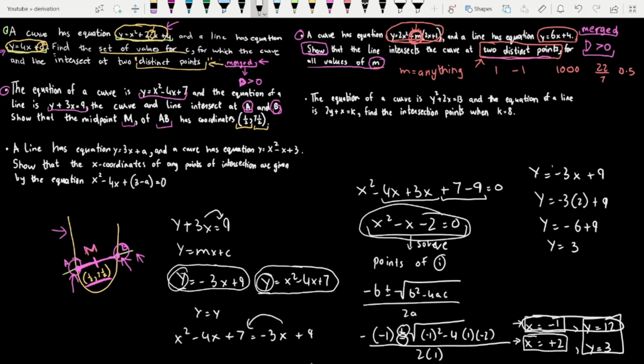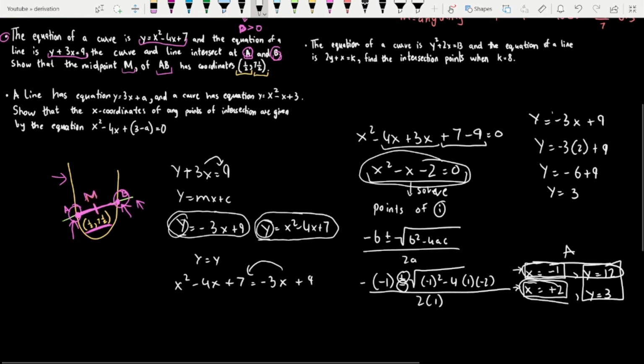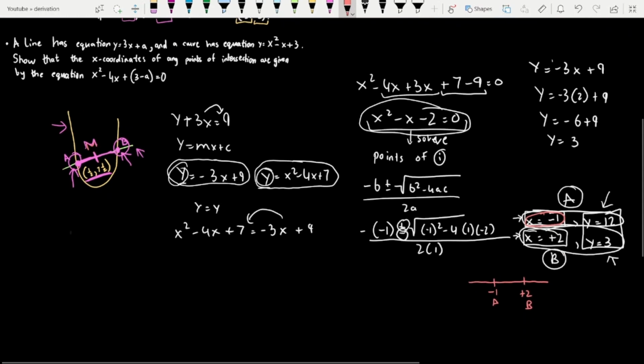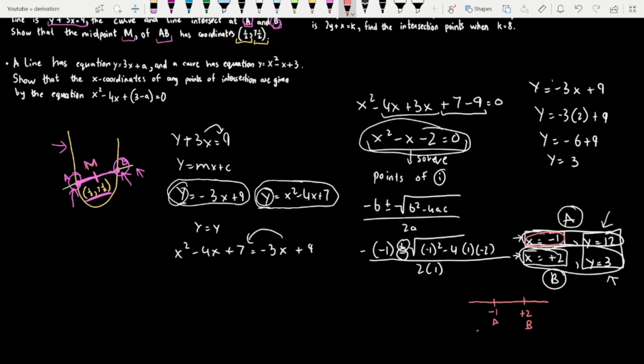This one right over here is going to be A, and this one right over here is going to be B. Now, how do I know that this was A and this was B? Well, because A comes first, then B. And see, this x has the coordinate negative 1. So negative 1 is, if I draw my x-axis over here, negative 1 is going to fall before positive 2. And so this has to be A and this has to be B. So I have my coordinates for A, negative 1 and 12, and I have my coordinates for B, which are 2 and 3.